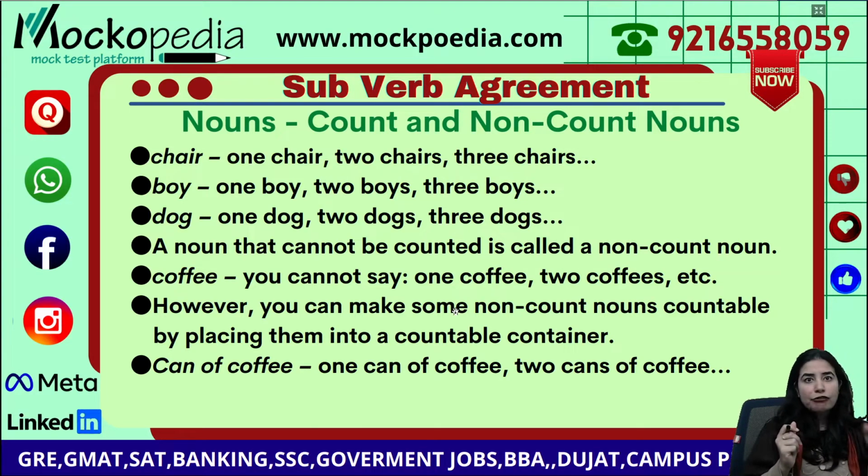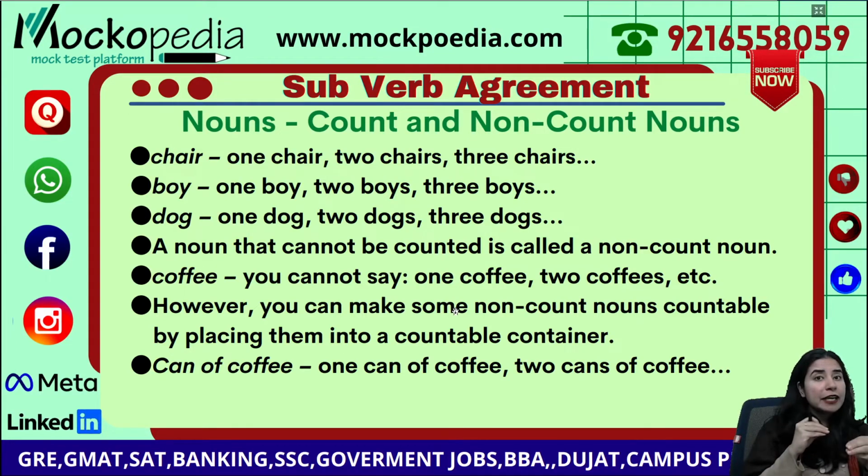Something that you cannot count would be coffee. So you can say I have 1 cup of coffee or I have 2 cups of coffee, but you can't say 1 coffee, 2 coffee, right? Or similarly, you talk about oil, or honey, or milk, or blood. These are non-countable.